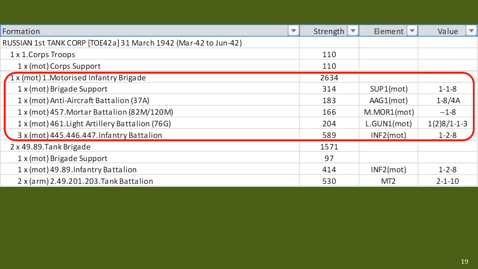The Corps contained a single motorised infantry brigade. Unlike the old motorised infantry regiments in the 1941 tank divisions, this formation contained a reasonable amount of supporting formations, such as AA Battalion, Mortar Battalion and a light artillery battalion. The core of this brigade was its 3 motorised infantry battalions.